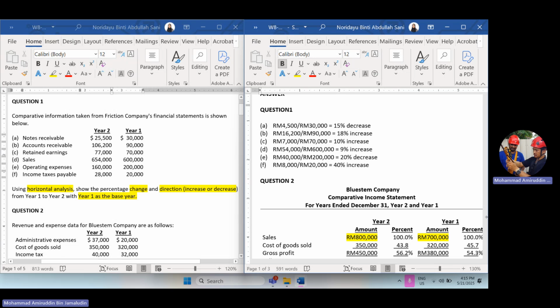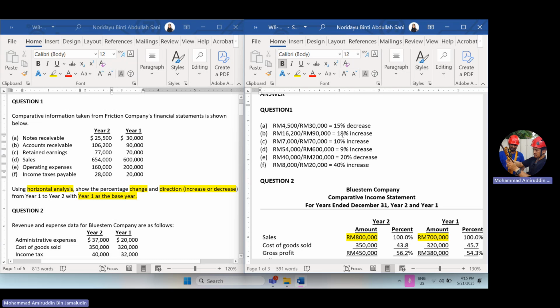Last year, year one, 90,000, and this year, year two, 106,200. So there was a change just by 16,200. So 90,000 is your base year, so 18%. So it results in an increase in accounts receivable.